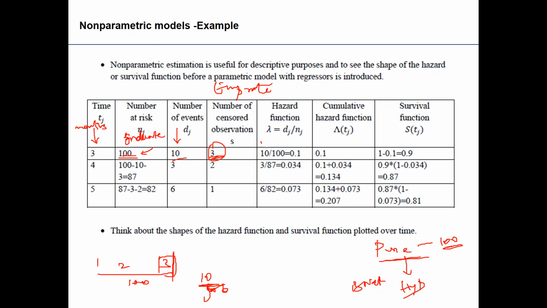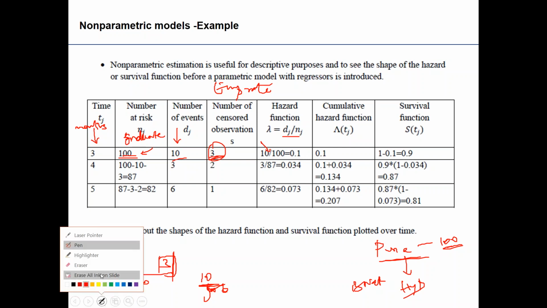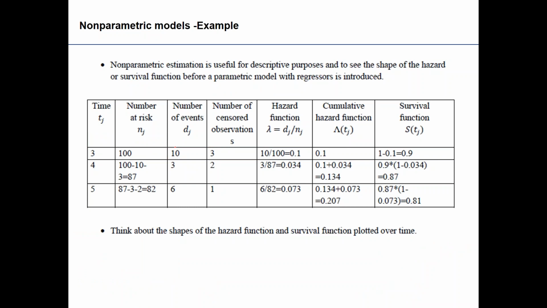So the hazard function here is nothing but dj by nj. This is the formula, where dj is the number of events and nj is the total. So if you look into this, the hazard function is 0.1 probability, and the survival function is 1 minus that. So the survival function is 0.9. That means even after 3 months, there is still 90% of the people who did not get jobs.